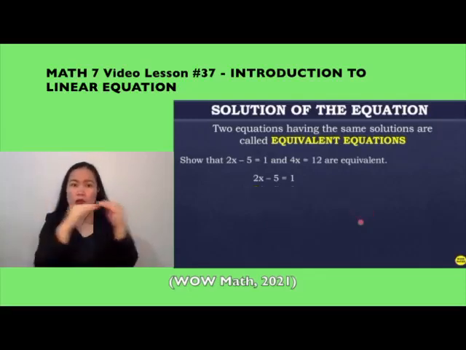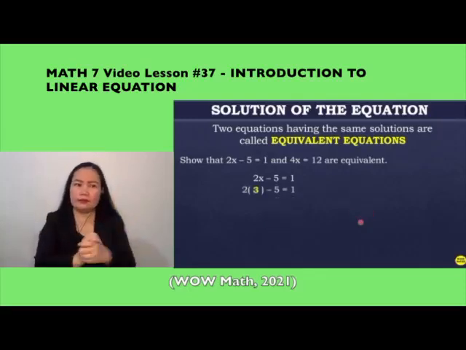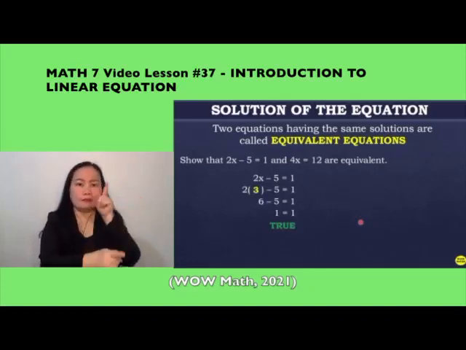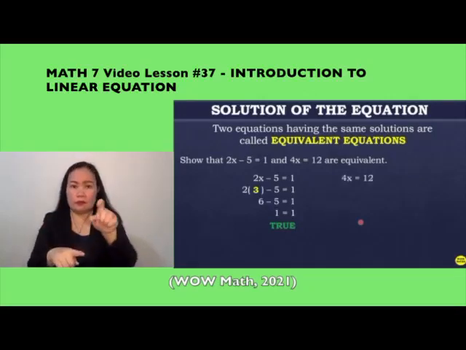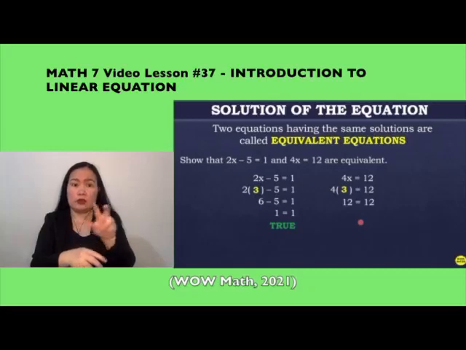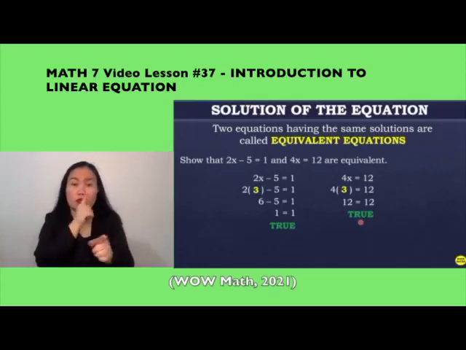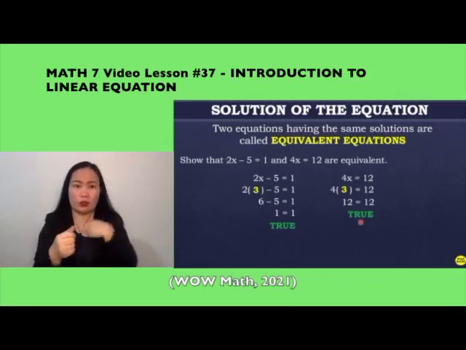So, let's try 3. Okay, try natin si 3. 2 times 3, that is 6, minus 5, so that is 1. 1 is equal to 1, this is true. And then 4x is equal to 12, this is 3 ulit. So 4 times 3, that is 12, is equal to 12, so this is true. Now, since nakita natin na true sila pareho, ibig sabihin, meron silang parehong solution, so we can consider these two as equivalent equations.